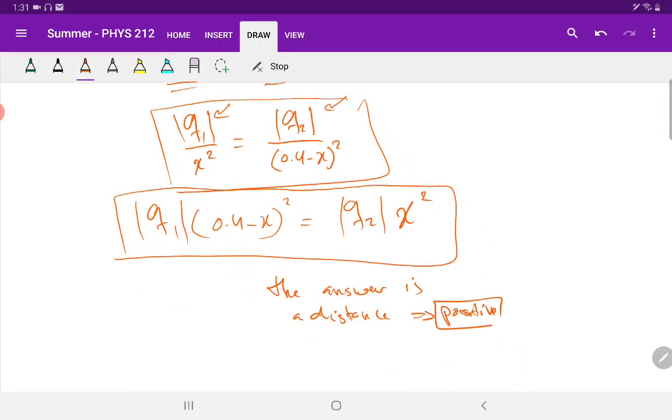Now, I think you can take it from here. Just substitute Q1 and Q2 into this quadratic equation. You will have two solutions, positive and negative. You take the positive side.